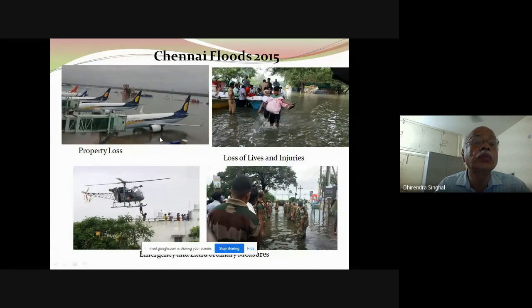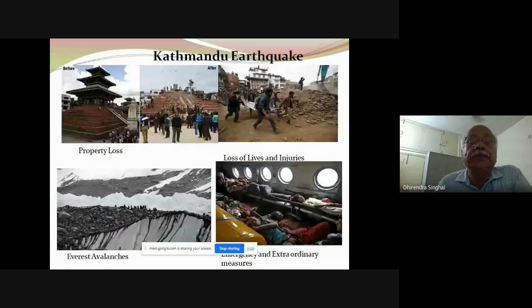And just check a few major disasters in India. This is from Chennai floods 2015. As we said, economic losses, you can see the airport totally flooded, loss of life, injuries, and when you see this chopper, army, you can understand extraordinary measures are taken to meet with this disaster.